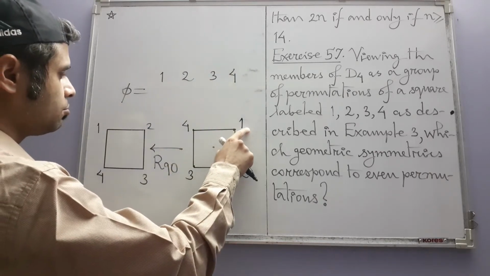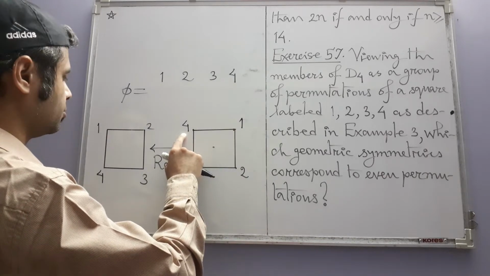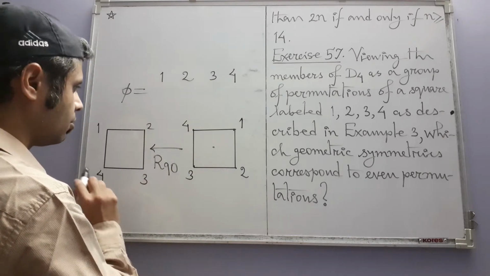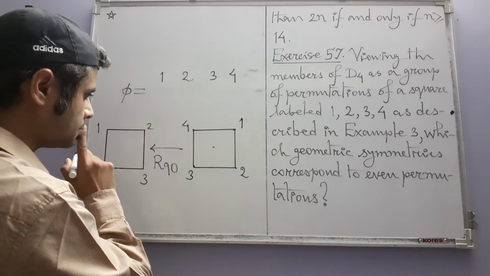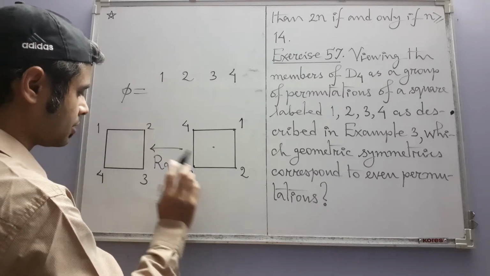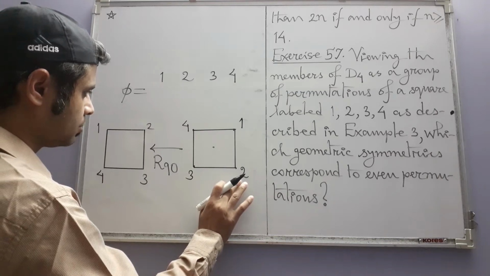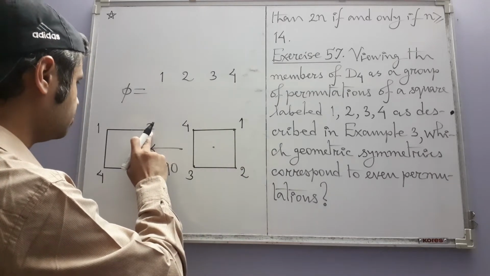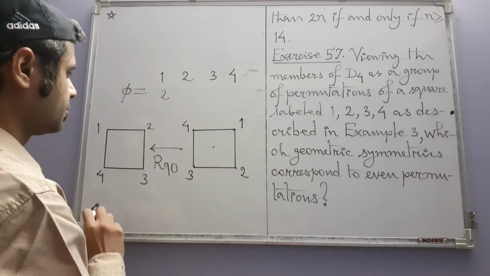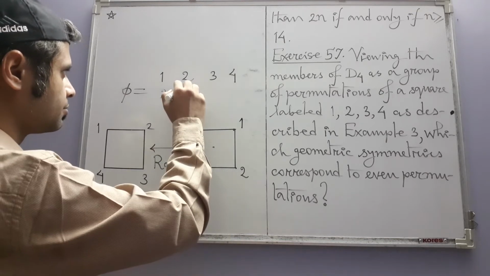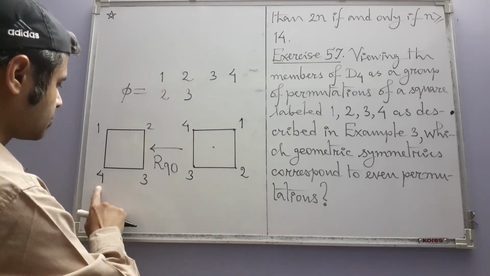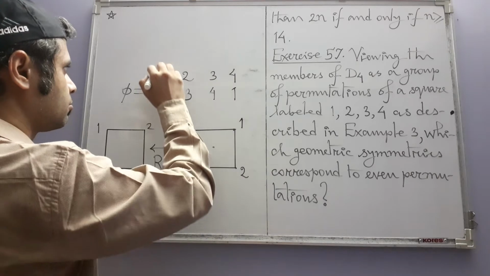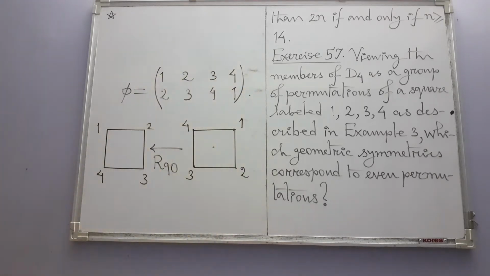Now 1 takes the place of 4. You can think of it in that way also, or, what is more natural, you can think of it like this also. 1 becomes 2, then 2 becomes 3, 3 becomes 4, and 4 becomes 1. So you get the permutation.